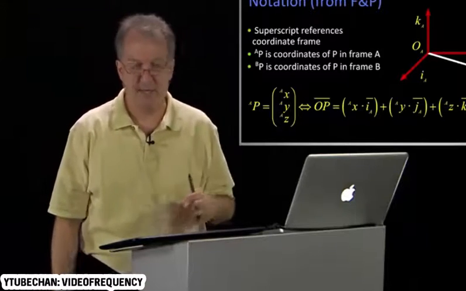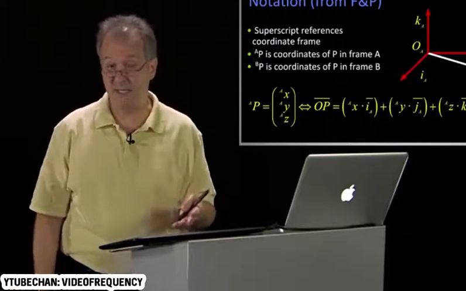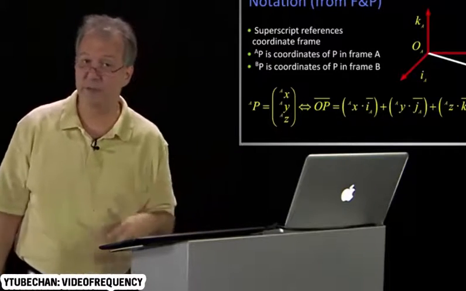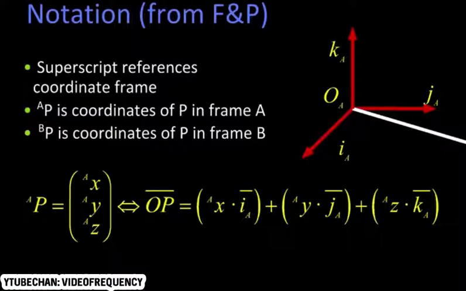I'm going to be using the notation from Forsyth and Ponce. It might not be the best notation, but it is a notation for dealing with coordinate transformations, which is what we're going to be doing. So the idea here is that superscripts are going to represent what coordinate frame you're in.